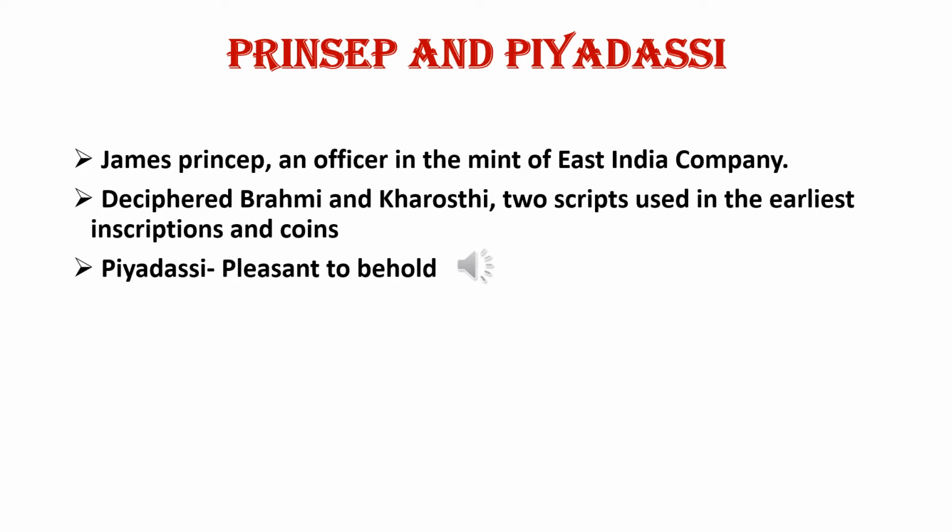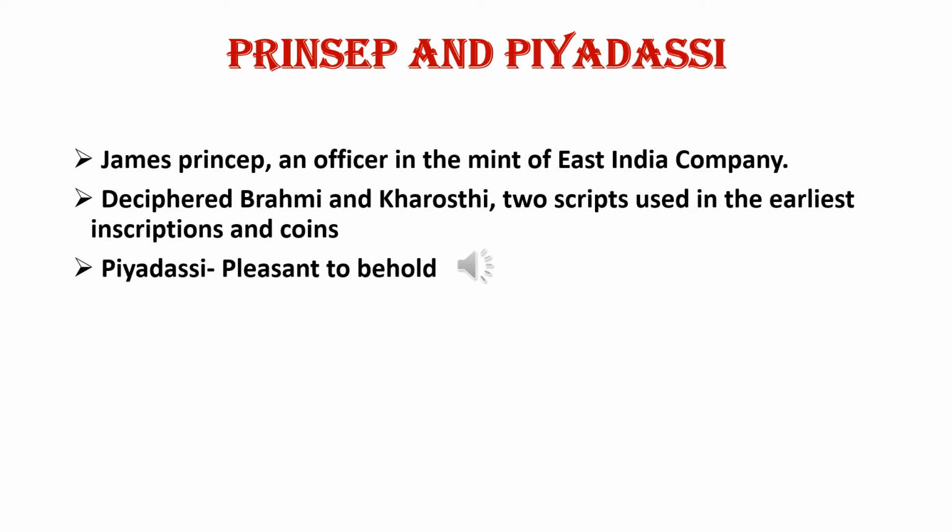Prinsep and Piyadasi. James Prinsep, who was an officer in the Mint of the East India Company, deciphered ancient scripts. Those two scripts were Brahmi and Kharoshthi, which were written on inscriptions and coins. Now, what are inscriptions? Inscriptions are writings engraved on hard surfaces such as stone, metal, or pottery. And the study of inscriptions is known as epigraphy.